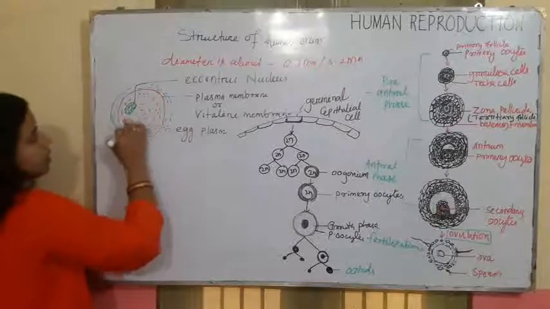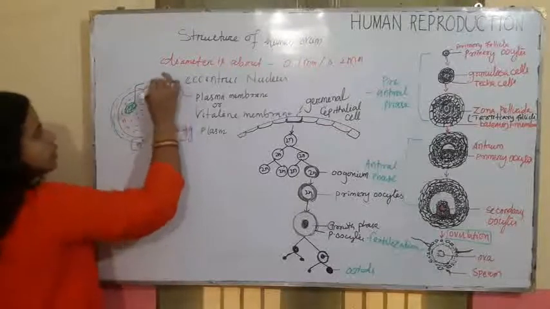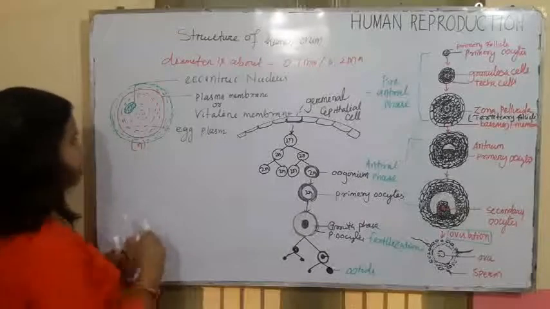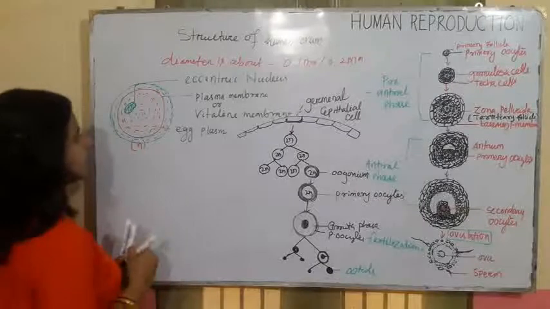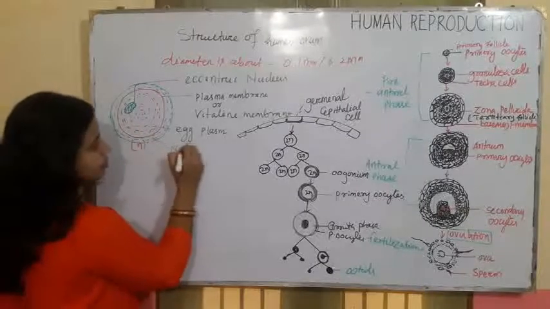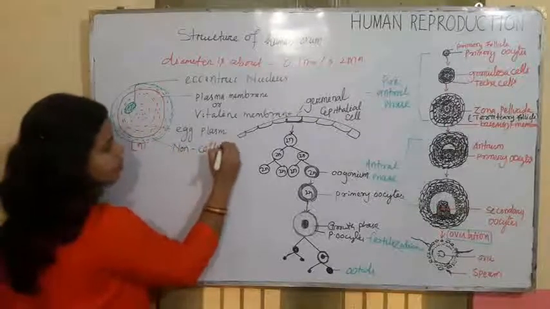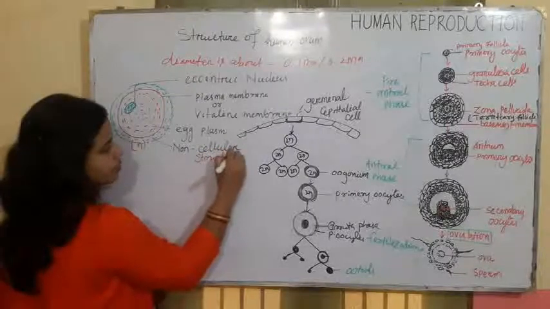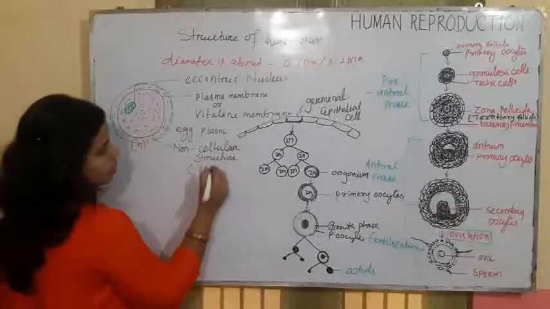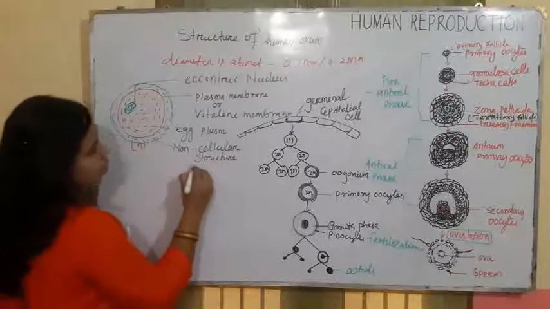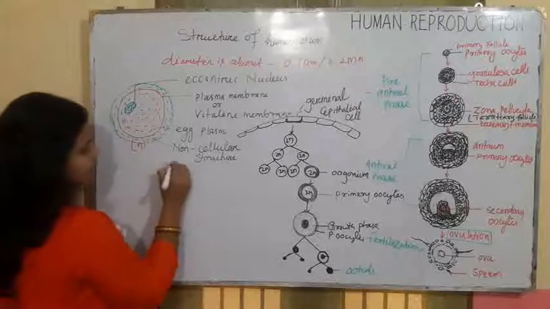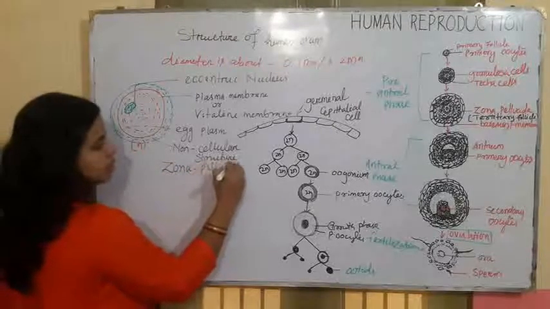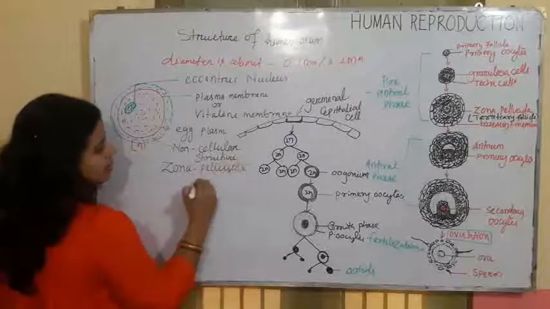And the structure at the outermost side, okay, this is called a non-cellular structure, that is the zona pellucida layer. Zona pellucida layer.